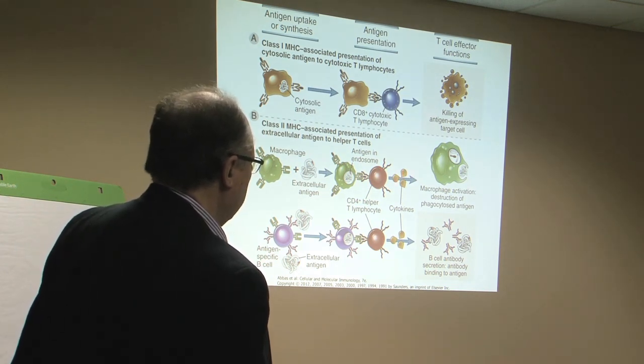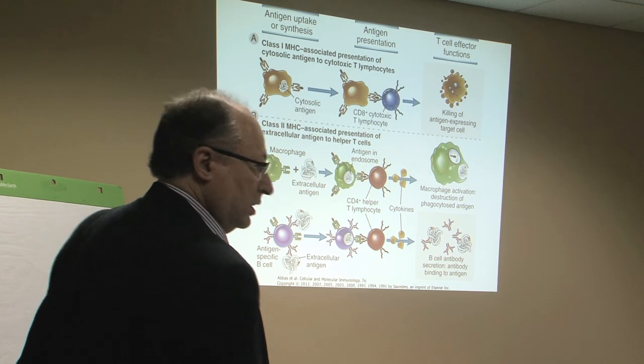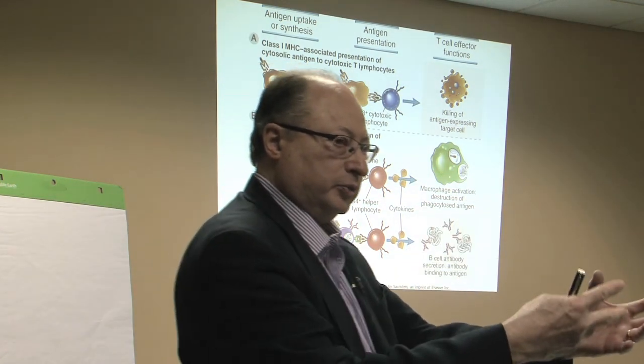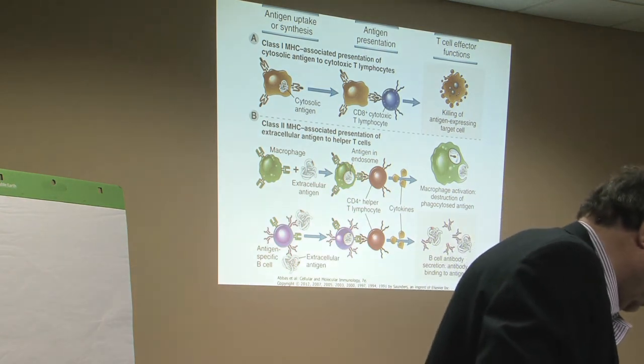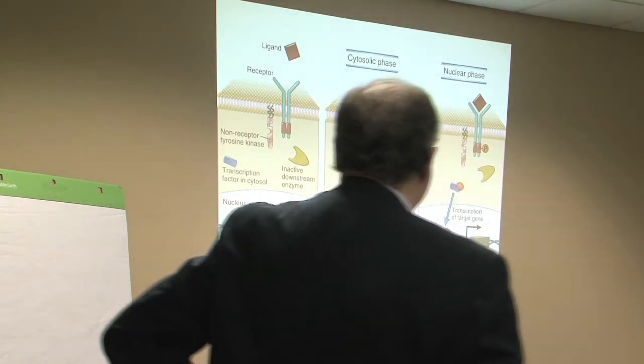That then produces cytokines, which then act on another cell to go ahead and respond. So again, there are many, many different diverse ways in which the immune system functions in recognition.